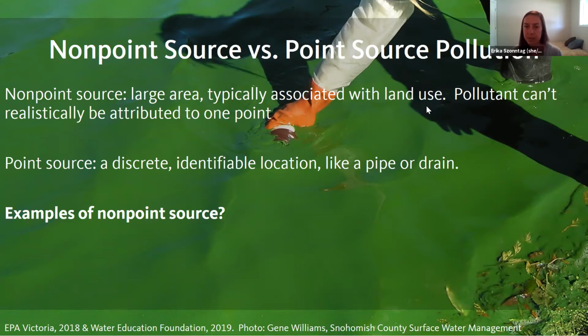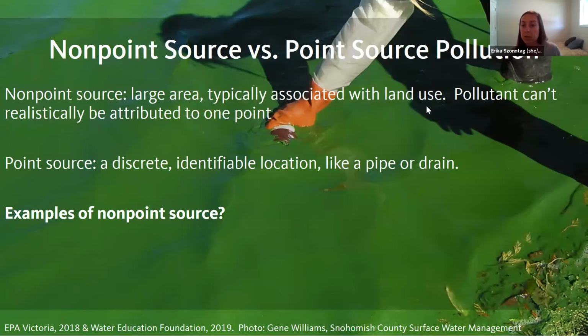And the names are pretty self-explanatory. A point source is an identifiable location like a pipe or a drain that you may see runoff coming into a waterway. So we've all seen, unfortunately, pictures of pipes draining directly into rivers and things like that.